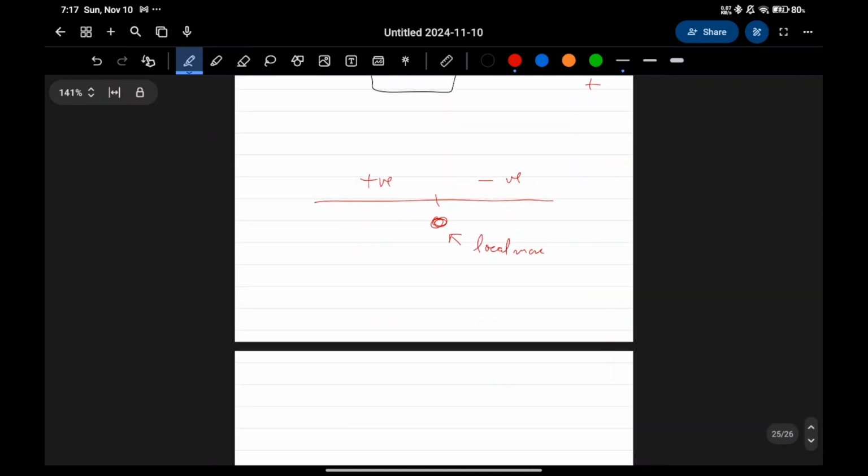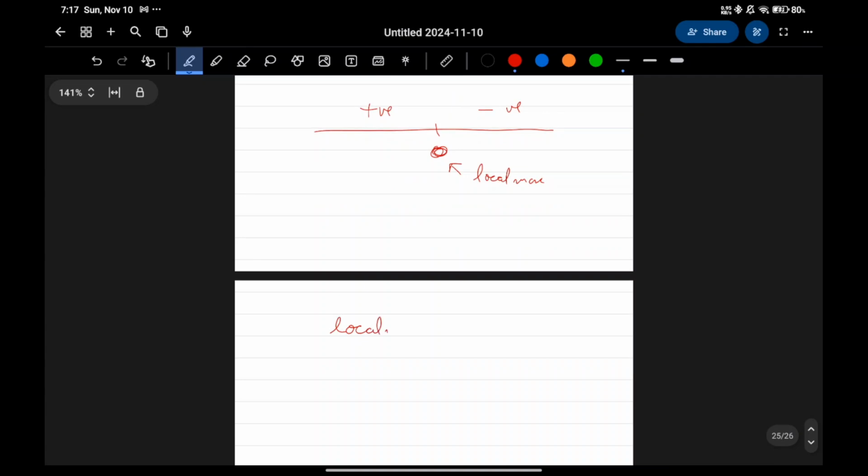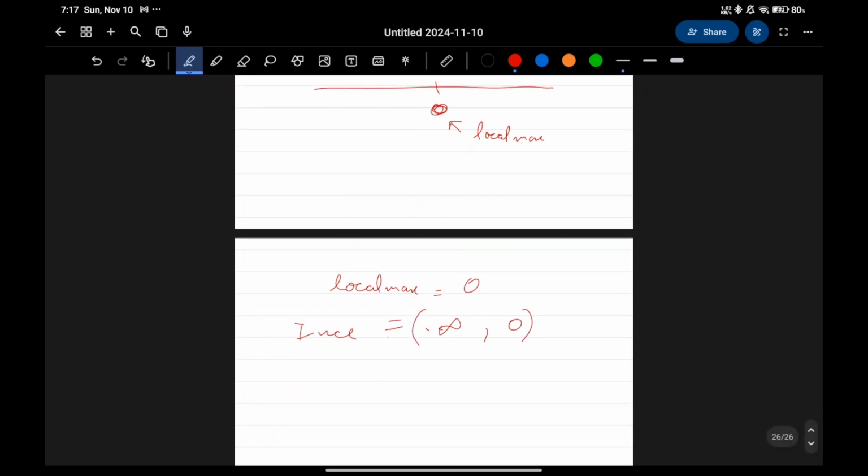Alright. So local max at 0, increasing from minus infinity to 0, and decreasing from 0 to infinity. Okay, the graph looks something like this.